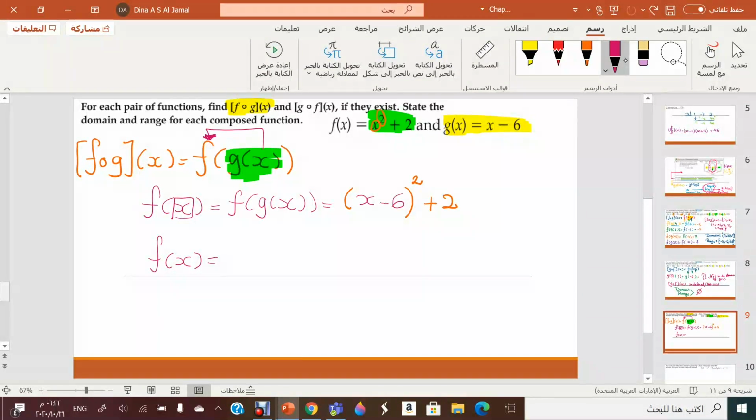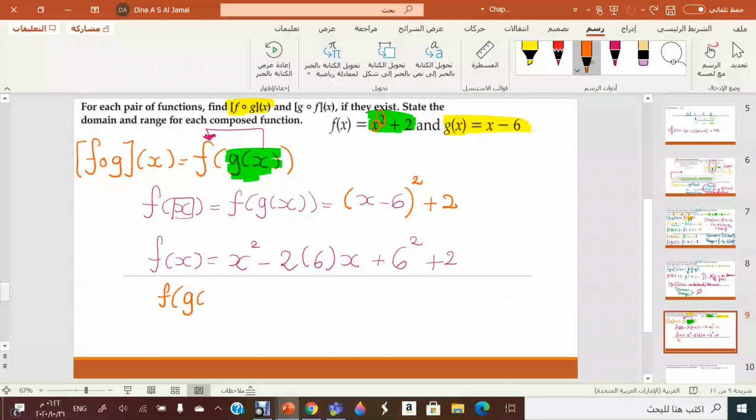That means you must square the first, then minus 2 multiplied by 6 multiplied by x, plus the last one squared, plus 2. So let's now simplify this one, g of x, because your x is now f of x: x squared minus 12x, and 36 plus 2 will be 38.